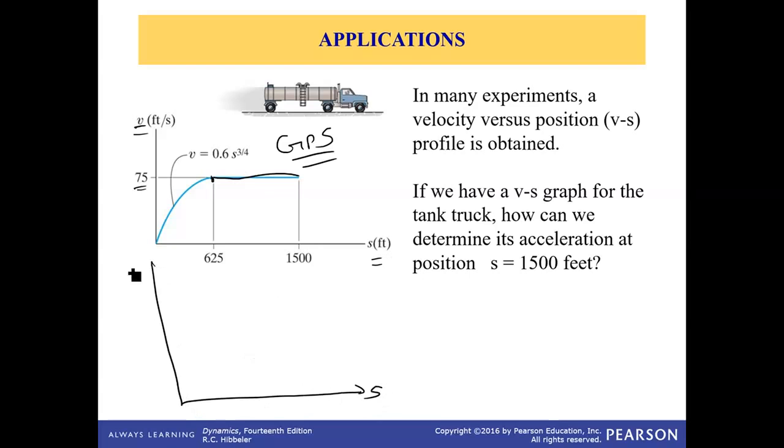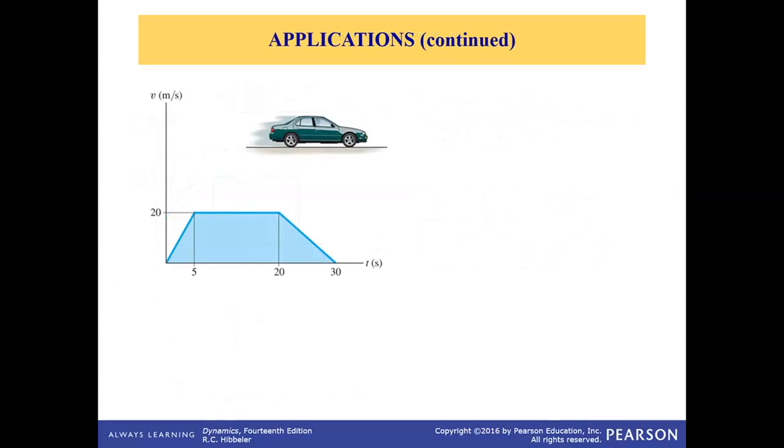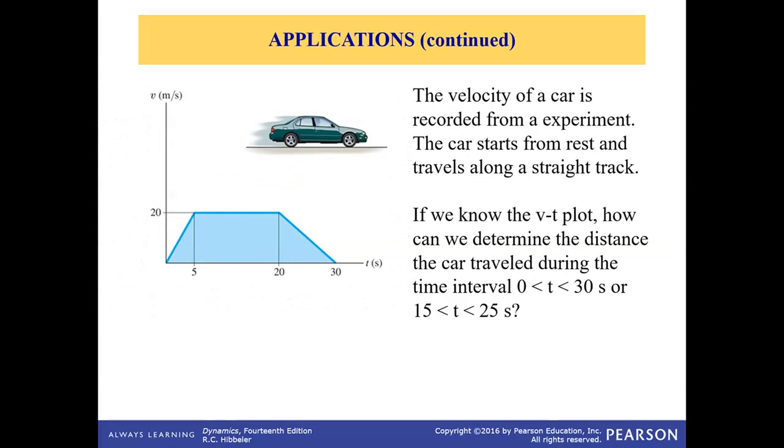How can we generate an acceleration versus position plot from this given graph? That's one question. Look at another example, where the velocity of a car is represented as a function of time graphically.